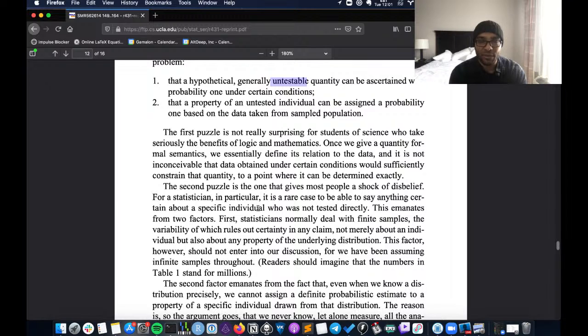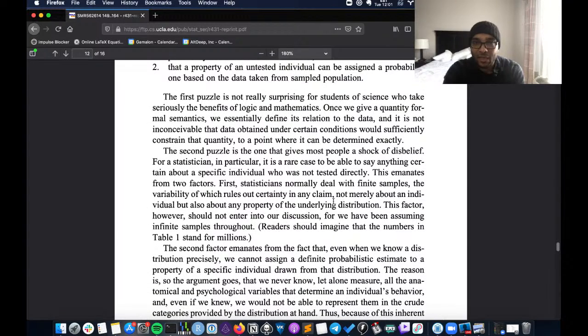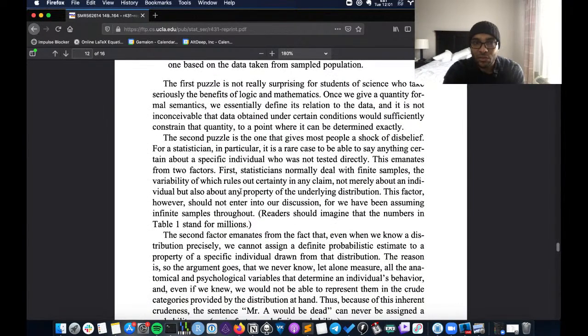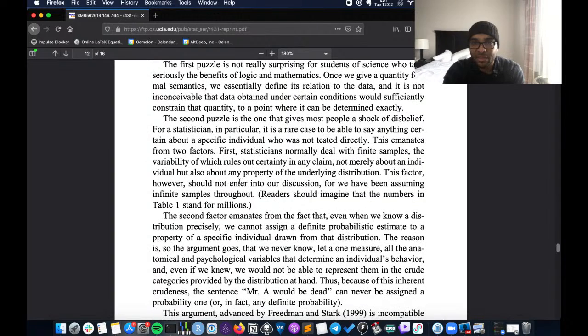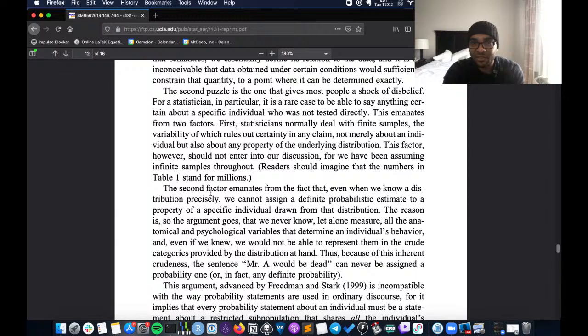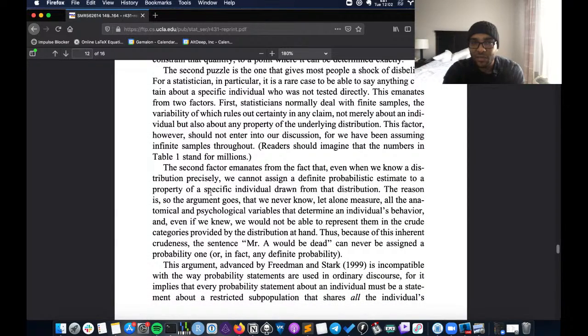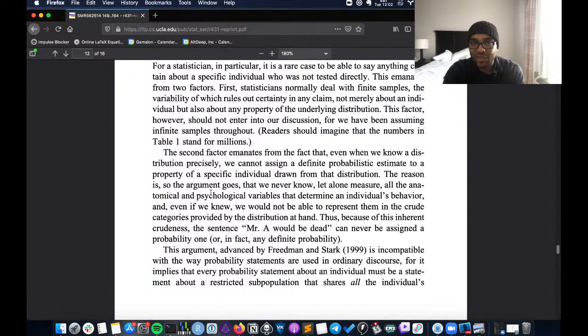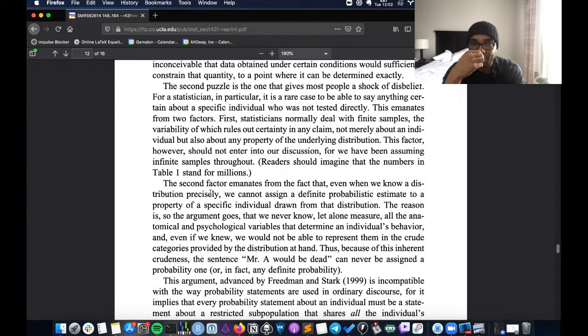First, statisticians normally deal with finite samples, the variability of which rules out certainty in any claim, not merely about an individual but also about any property of the underlying distribution. This factor, however, should not enter into our discussion, for we have been assuming infinite samples throughout. Right, so we're just assuming we get infinite samples. We know these probability distributions fully. Once we start estimating these distributions from data, we'll add some uncertainty, but that's fine.